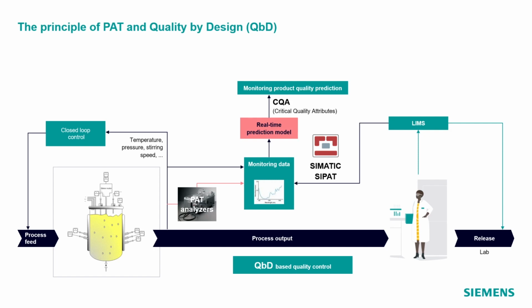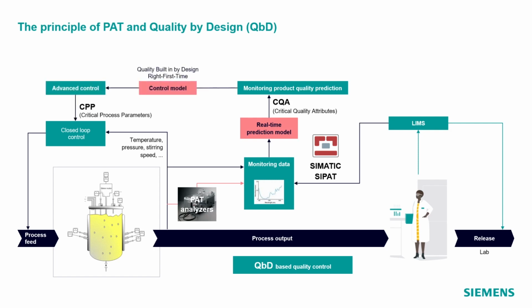In case the CQAs tend to go out of spec, we need to intervene. In that case, we need to close the loop and come to an advanced process control strategy, which will help us to keep the CQAs under control by managing new set points for those process parameters that have a major impact on the quality attributes that we want to control.